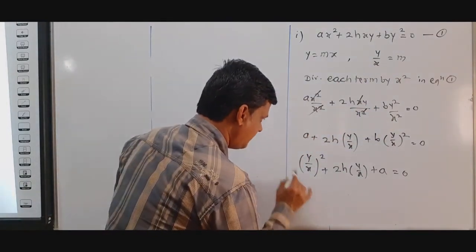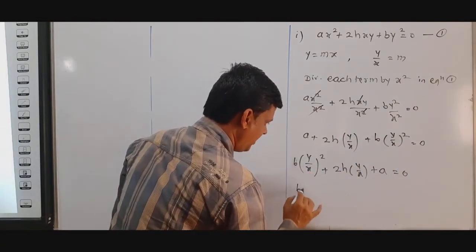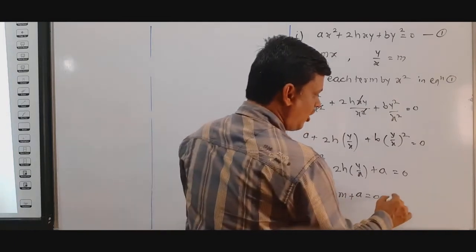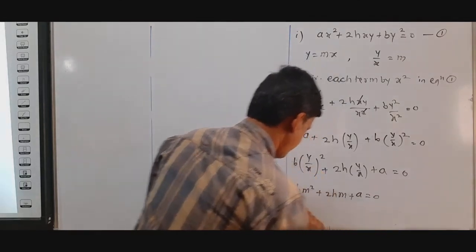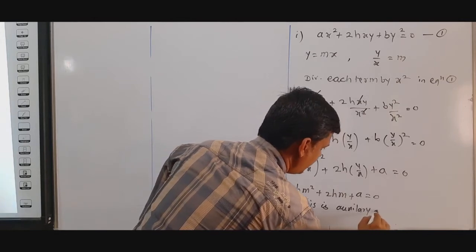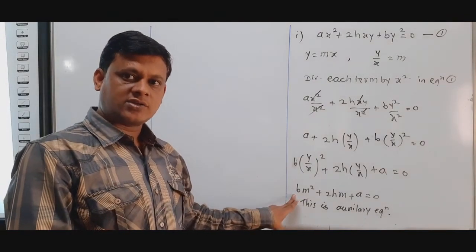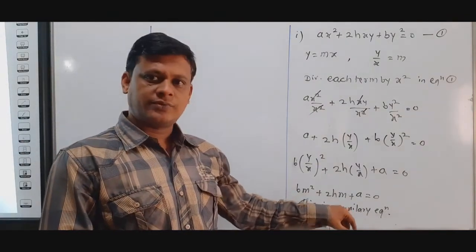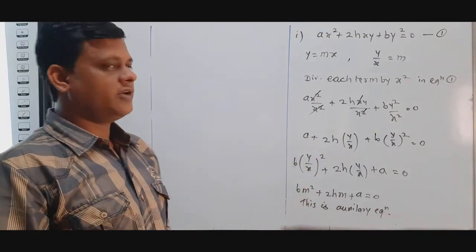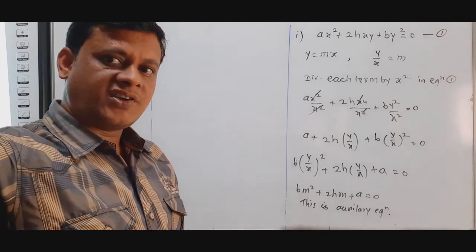Here the coefficient of y by x square is b. So b m square plus twice hm plus a equals 0. This is the auxiliary equation. Now when you find the auxiliary equation, substituting the value of slope m according to the given condition, we get the condition for the given line being perpendicular or parallel. So we find it according to our problem condition.